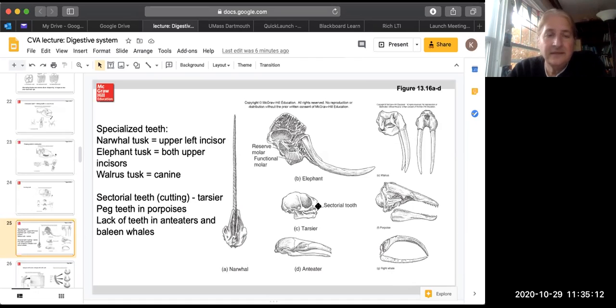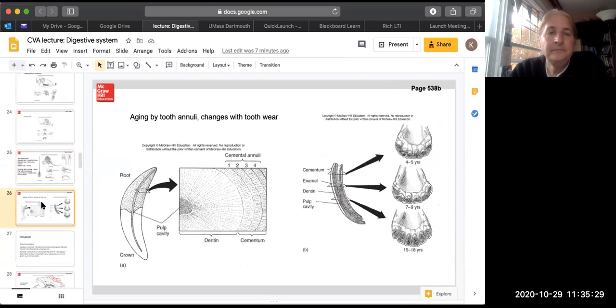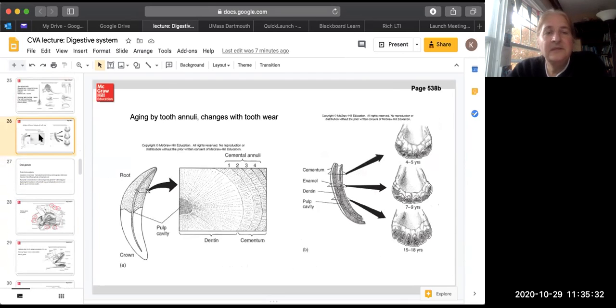There are some cutting teeth in the tarsier here. Here's a porpoise, which has little peg-like teeth. Anteaters don't have any teeth. Baleen whales don't have any teeth. You can use teeth to age animals because they will add cementum on top of it as they grow.